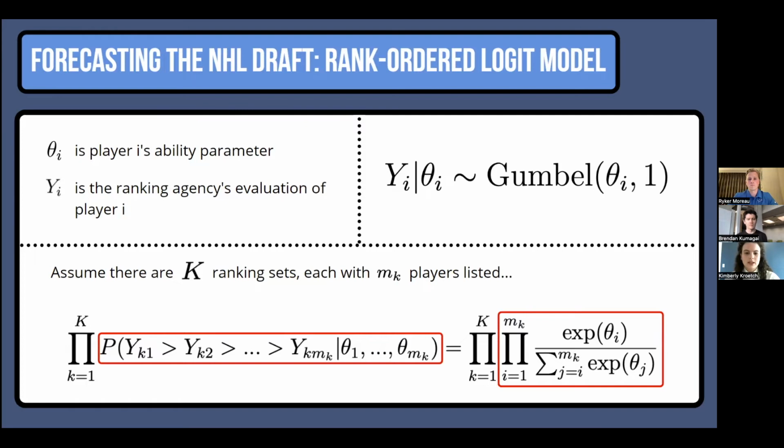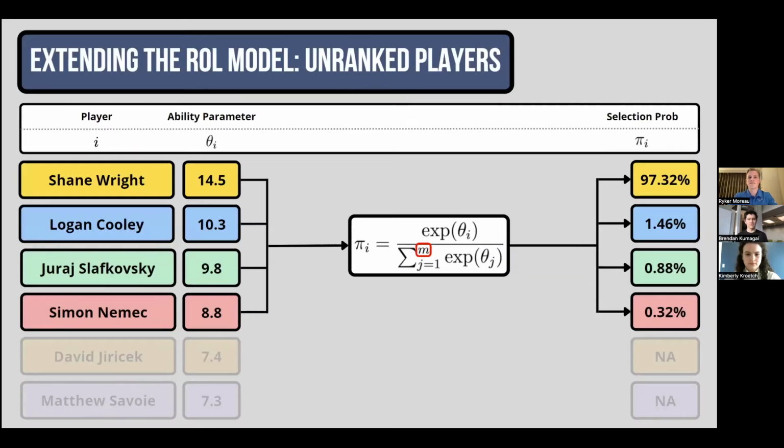And now Ryker will discuss some additional extensions for the draft case. Thanks, Kim. Now let's move on to some extensions of the rank-ordered Logit model that will be useful in our application. We have seen earlier that each player's probability of getting picked, pi i, is given by the following equation, but we only looked at the simple case of 4 players. What if we observe a ranking with these 4 players? However, there's a larger pool of players that could have been chosen from.